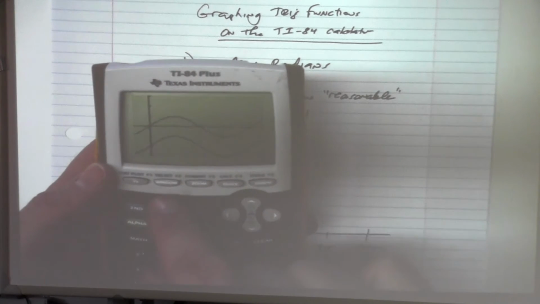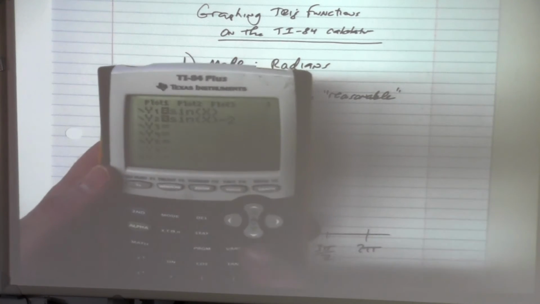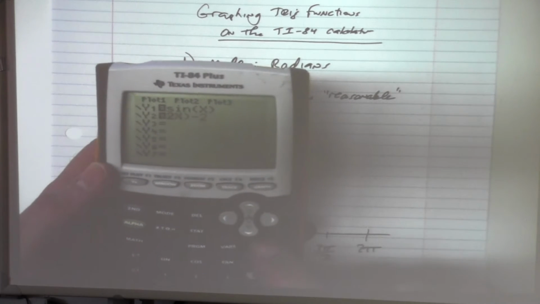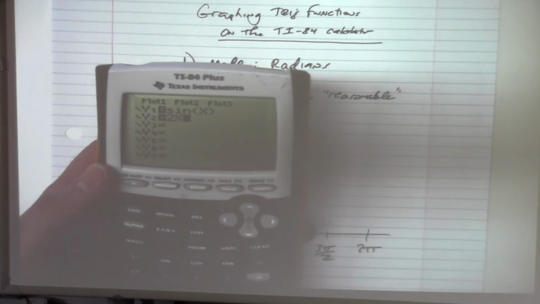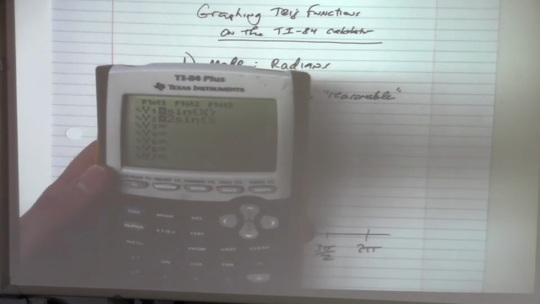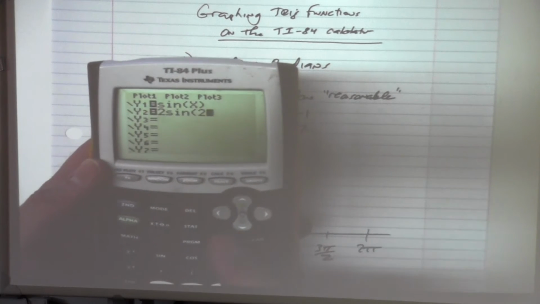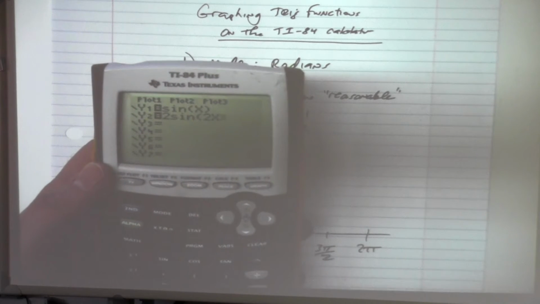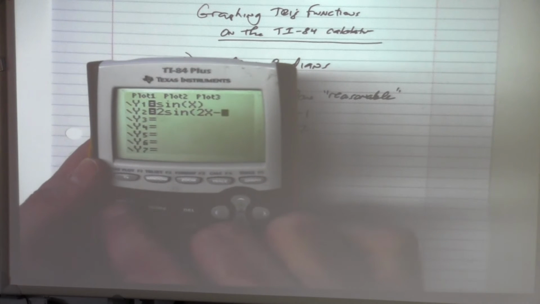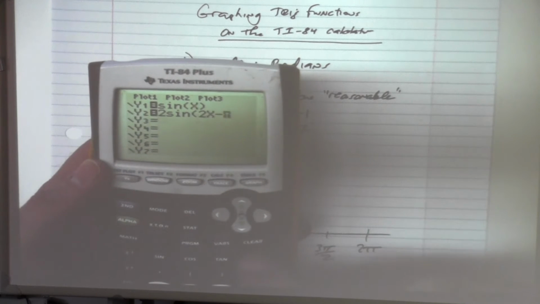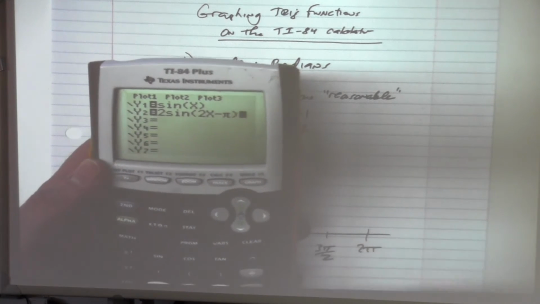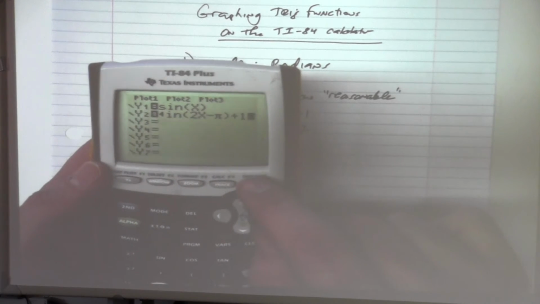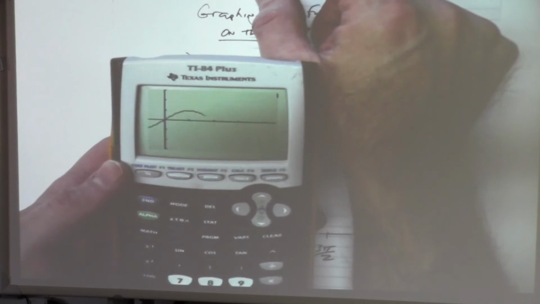Let's do one final one actually, where I'll put a few things together. Let's say I do 2. I'll clear that first. So I'll do 2 sine 2 pi, no, 2x, minus, say, pi, parentheses, let's do plus 1. And let's graph it and just see what happens with all those changes.